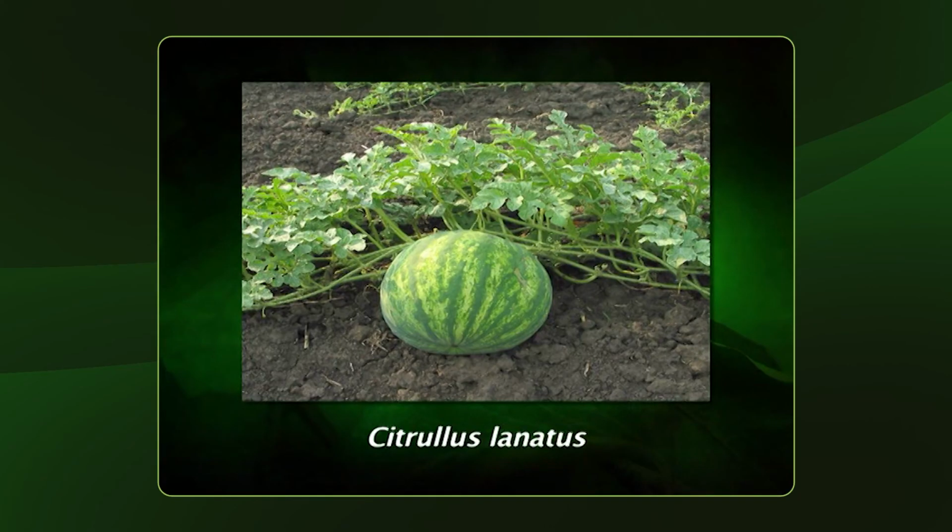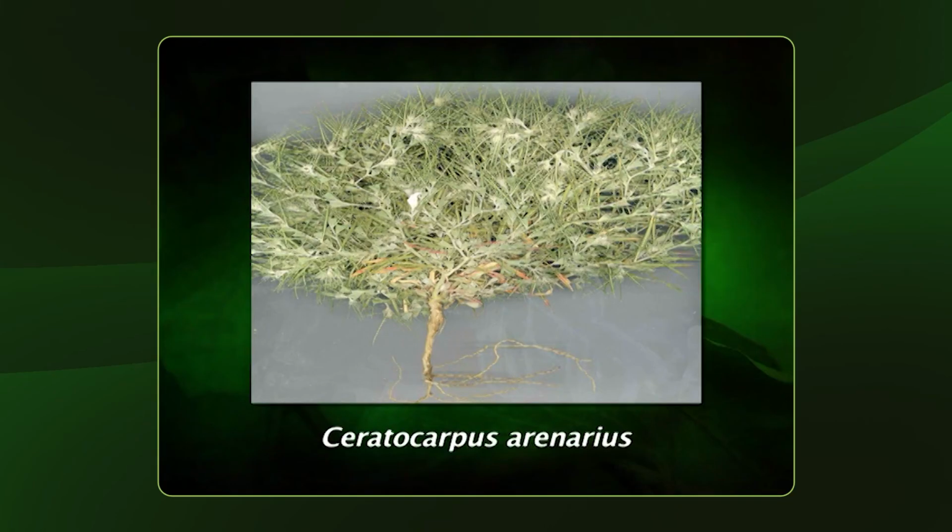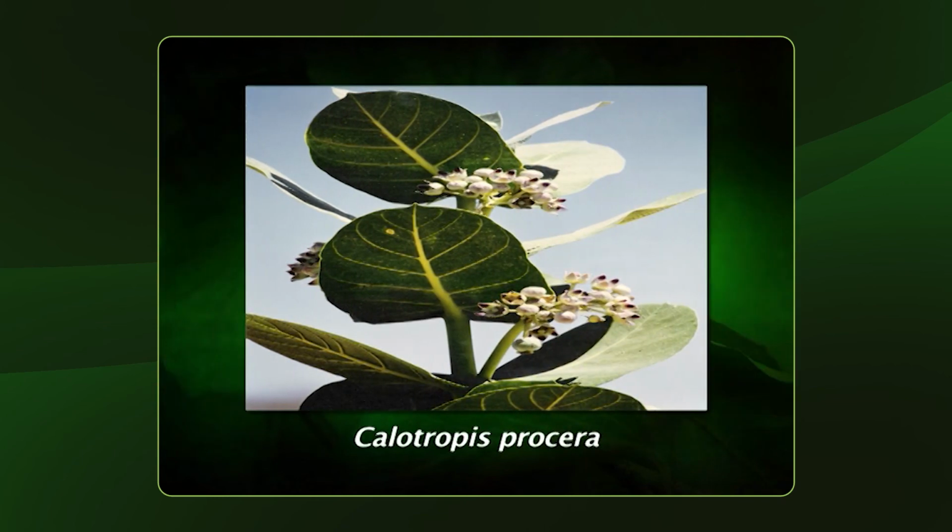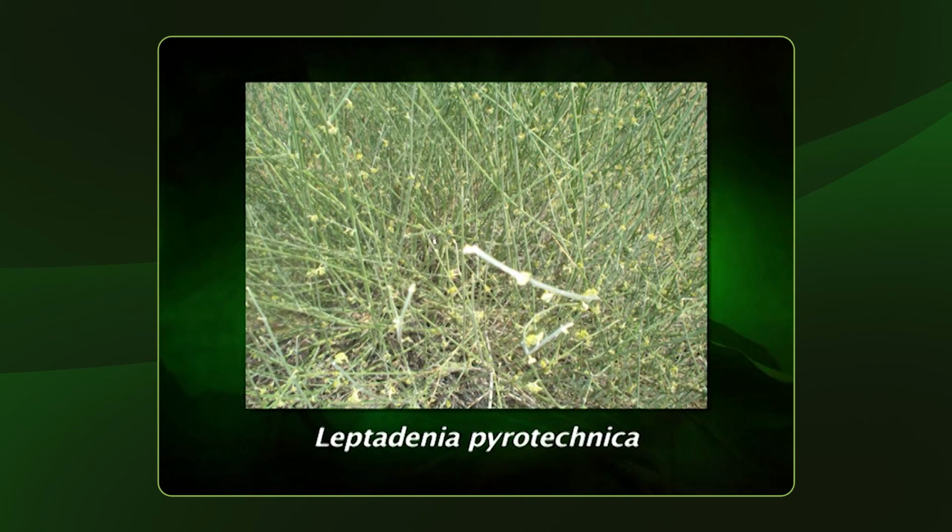On the other hand, seed germination in some plants, for example, Citrullus lanatus, is inhibited by red, far red, blue, green, as well as white lights. Seed germination in some plants is not influenced by light, for example, seeds of Ceratocarpus arenarius, Calotropis procera, and Leptadenia pyrotechnica. Seeds, both positively and negatively photoblastic, respond to the quality of light to which they are exposed at the last.